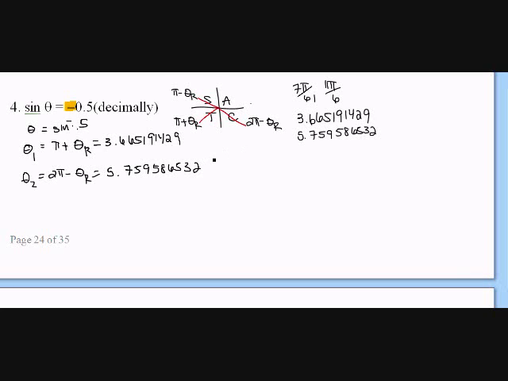Now we'll move on to ones that don't have classic trig values, unit circle values. So you have to use your graphing calculator. It's the only way you can solve it.